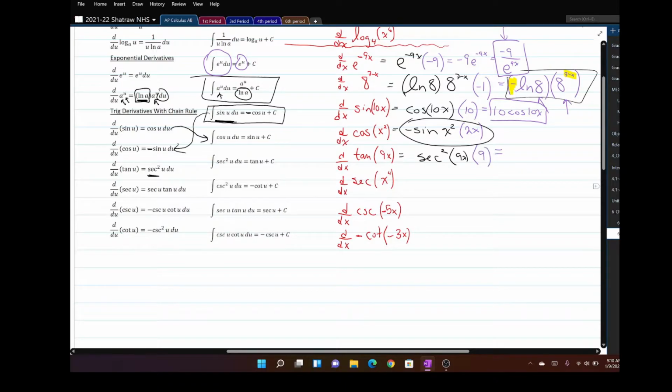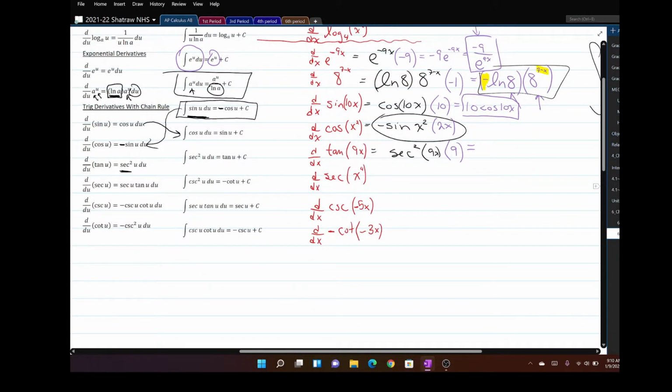So when I'm done, I take that 9 and I put it out in front, and I have a secant squared, and there's my 9x. And by the way, I'm realizing I never finished this one. This one would be a -2 times x with a sine of x squared behind it.